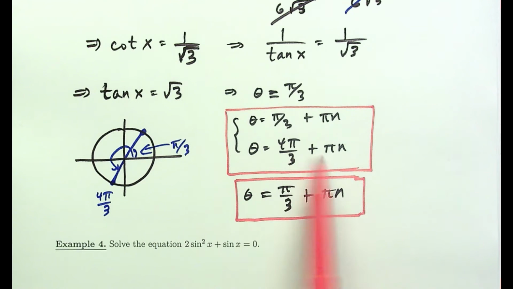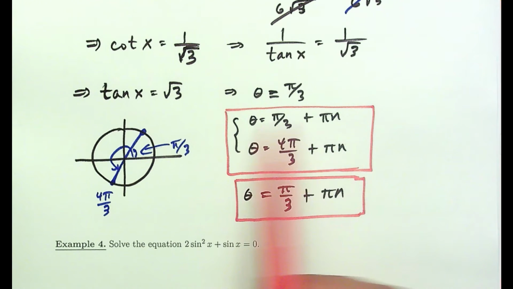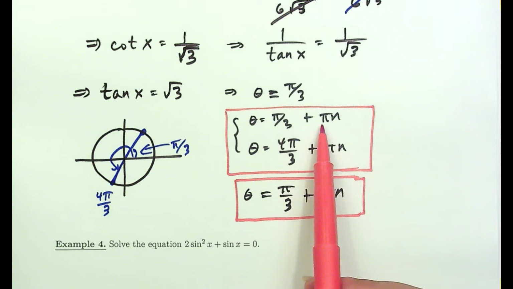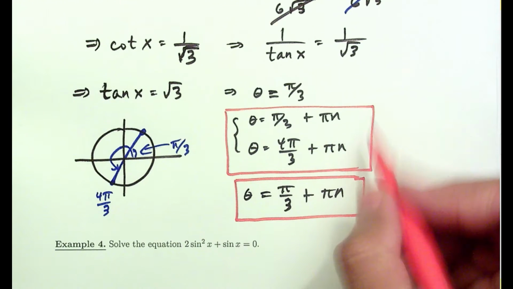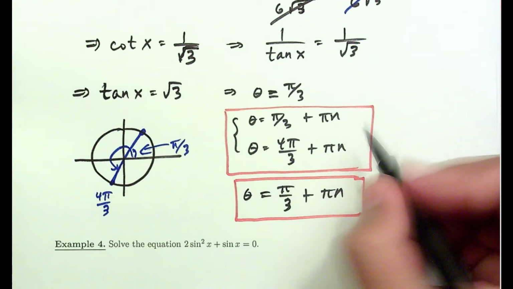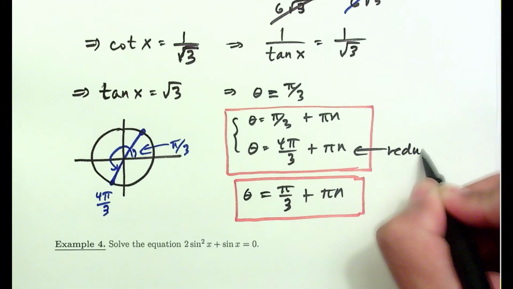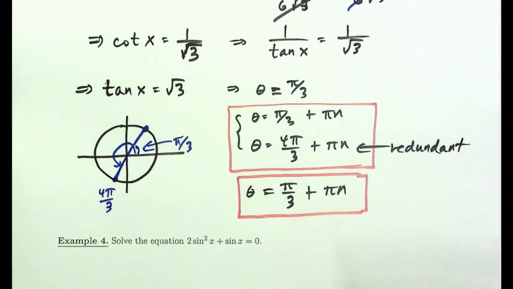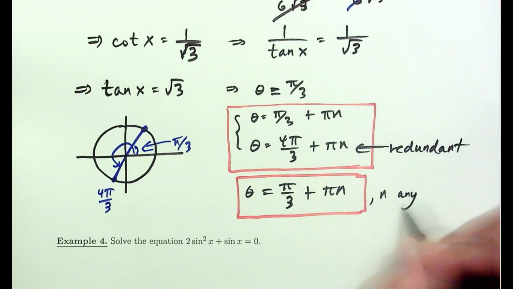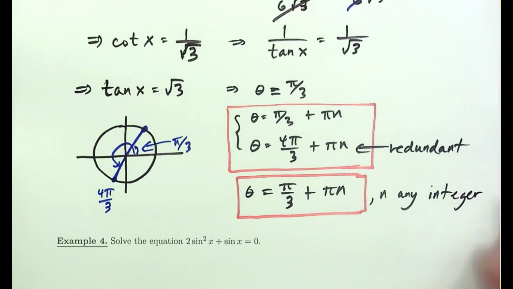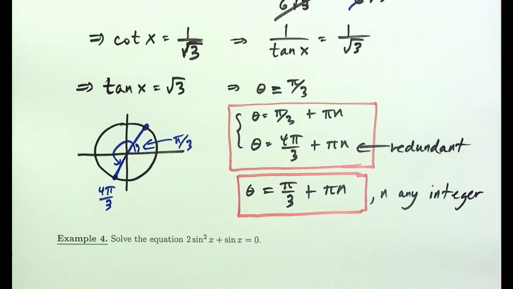So this is just redundant because this is all solutions obtained from pi over 3 by adding multiples of the period. Since this is already one of them, this is already contained in here. This is then what we would say is redundant. Okay, so this is the solution, where again, n is any integer. And again, this is better.